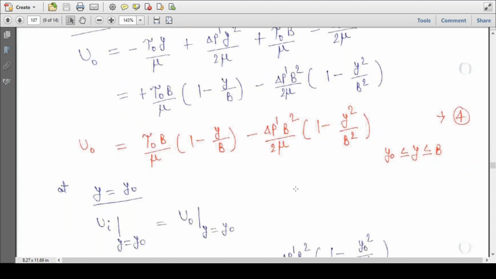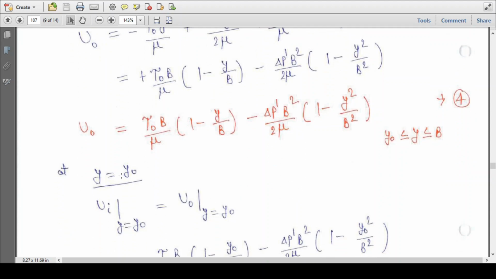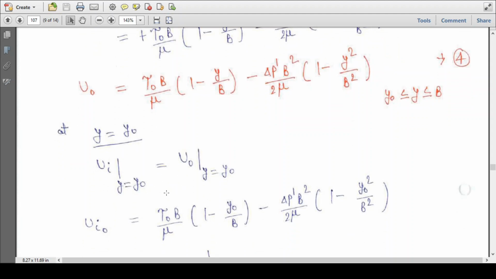At y equal to y naught, the inner plug flow and outer plug flow should have the same velocity. So if you just put y equal to y naught here, you will get this expression: ui naught equal to tau naught b upon mu, 1 minus y naught upon b, minus delta p dash b square upon 2 mu, minus y square upon b square.